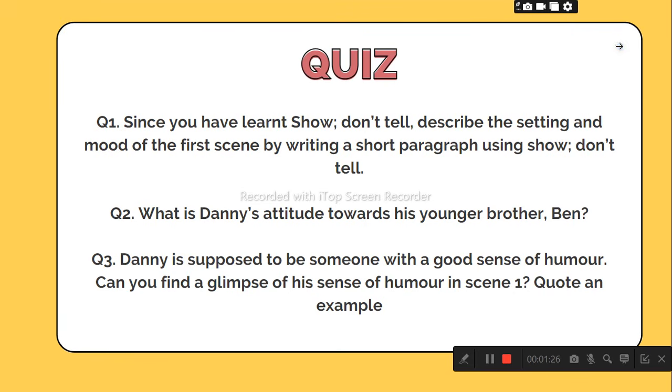Quiz for Scene 1. Since you have learned Show Don't Tell, describe the setting and mood of the first scene by writing a short paragraph using Show Don't Tell. Question number 2. What is Danny's attitude towards his younger brother Ben? Question number 3. Danny is supposed to be someone with a good sense of humor. Can you find a glimpse of his sense of humor in Scene 1? Quote an example.